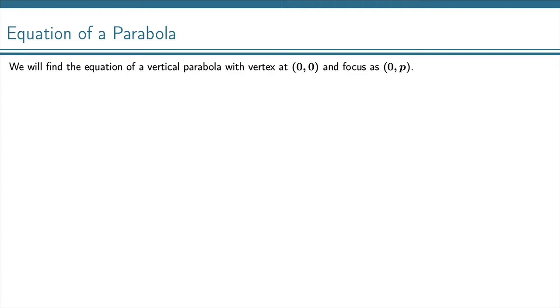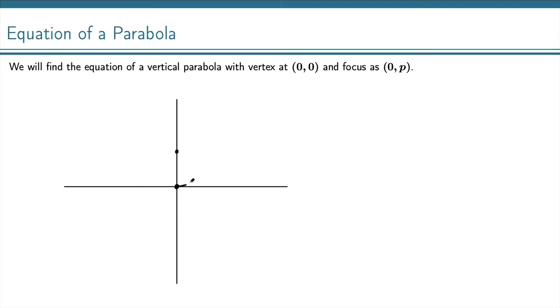From our definition of a parabola, we can get an equation that relates that focus point into the equation. Okay? So I'm going to look at a parabola with vertex at 0, 0 and focus at 0, p. So we'll just sketch that here to give us an idea of what's going on. So we've got our vertex here at 0, 0 and our focus up here at 0, p.